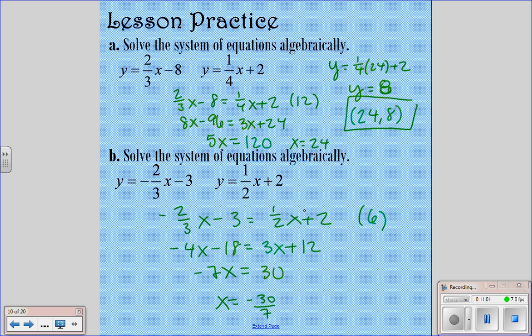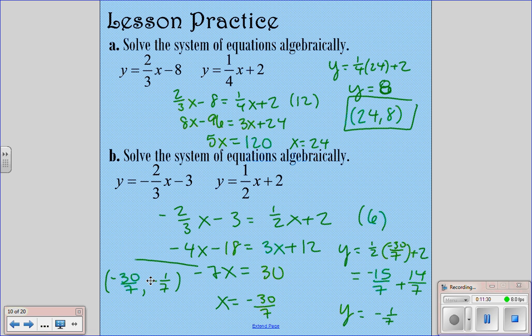And then I'm going to plug that in to this equation here. So y equals 1/2 times negative 30 over 7 plus 2. So half of negative 30 over 7 is negative 15 over 7. And then 2 we can write as 14 over 7. And if you add those together, you get that y equals negative 1 over 7. So when we write our answer, you write it as an ordered pair. So negative 30 over 7, comma, negative 1 over 7. And so this would be your answer there.